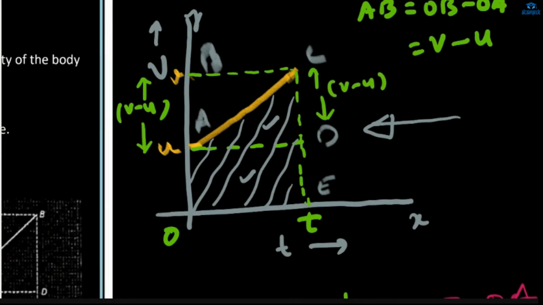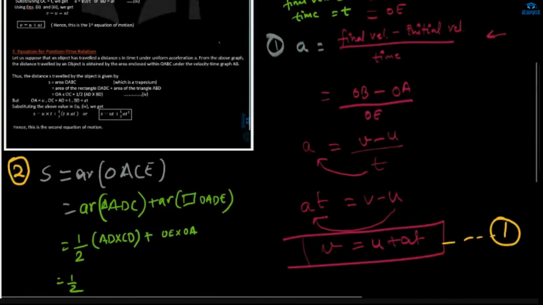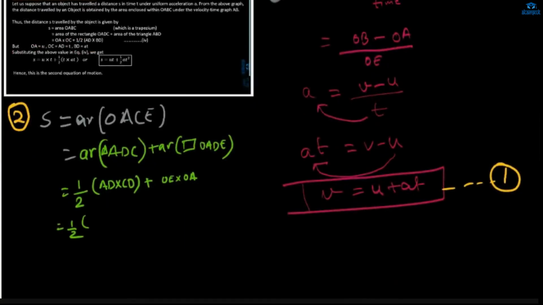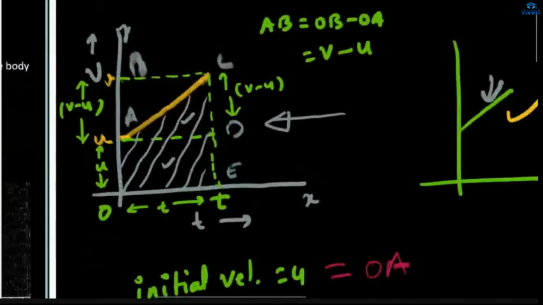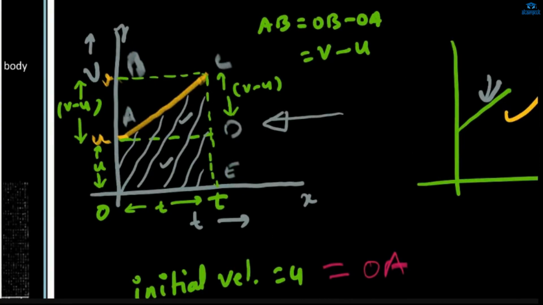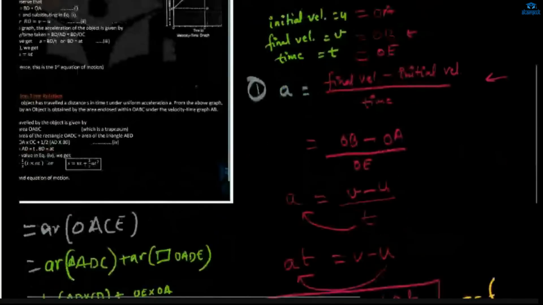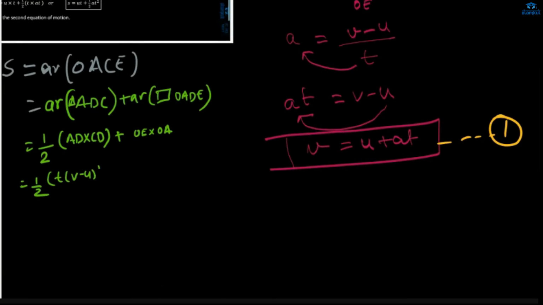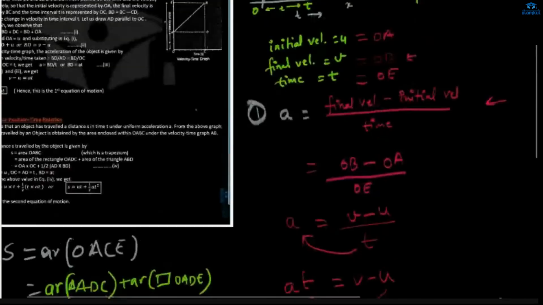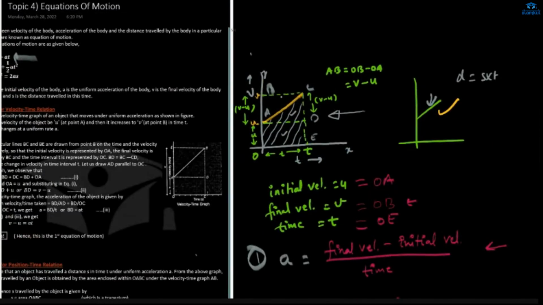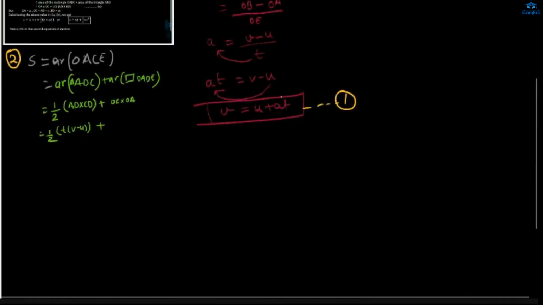Okay, fine. And up to here it's T. This AD is T. And we have already written that AO is U. So can we write these things in AD into CD? AD is how much? It's T. So T into V minus U. Can we write it? Yes, ma'am. Plus OE into OA. OE is U and OA is T, means UT. Yes or no?